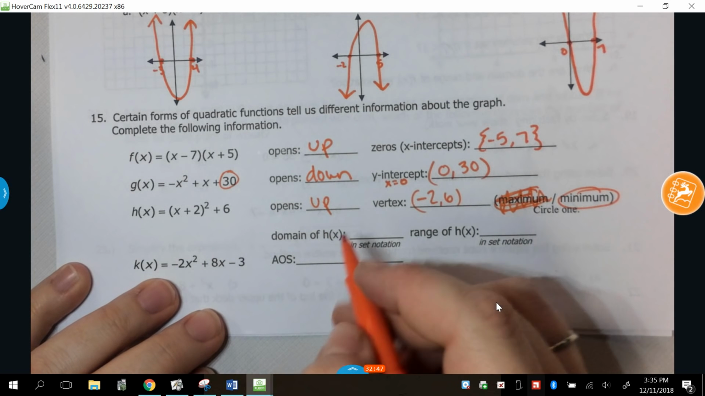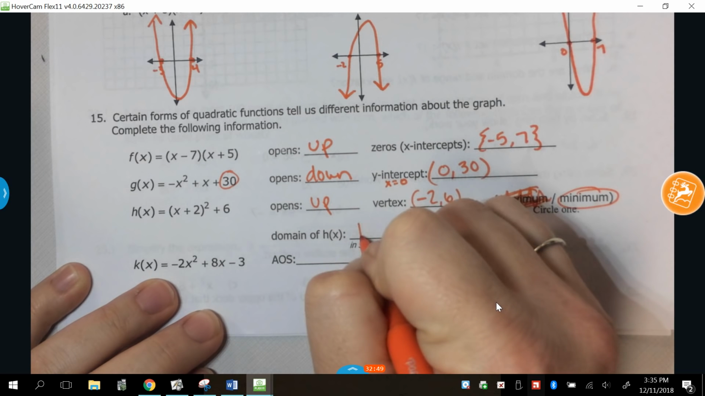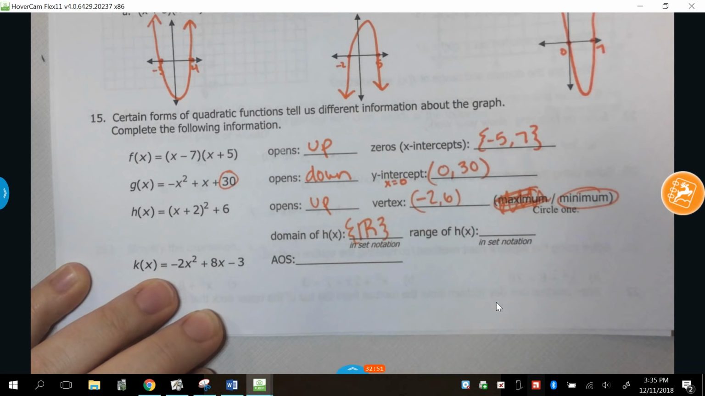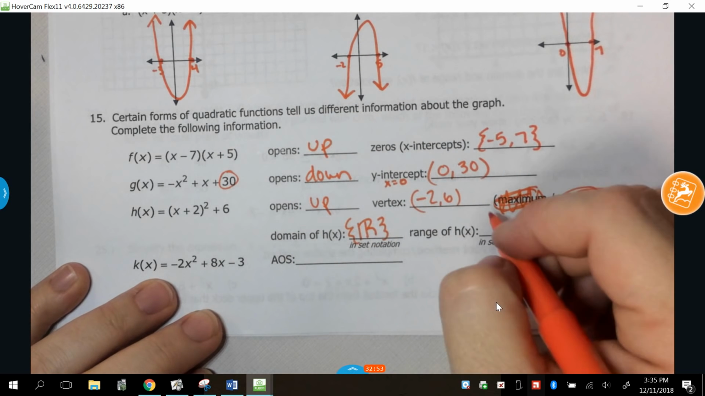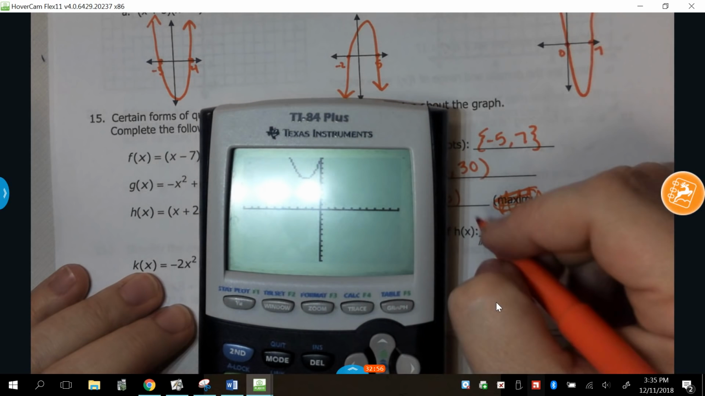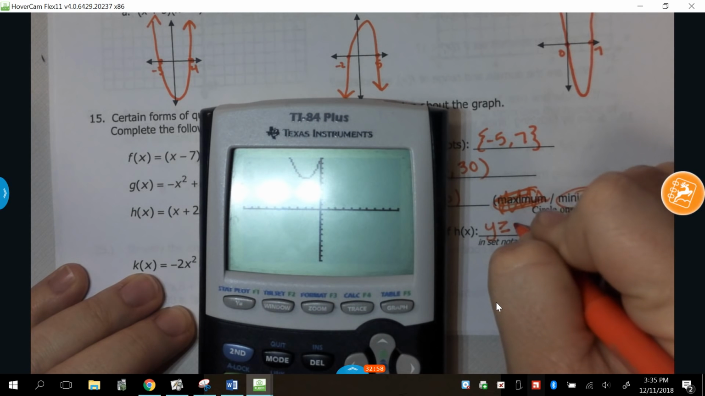Domain, well, this is never going to quit getting wider, so in set notation, that's just all real numbers. And your range is going to be y is greater than or equal to 6.